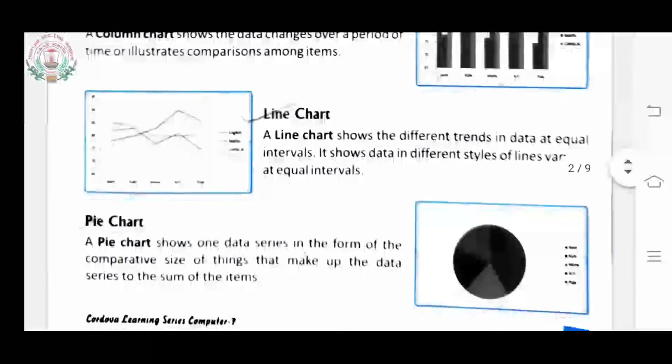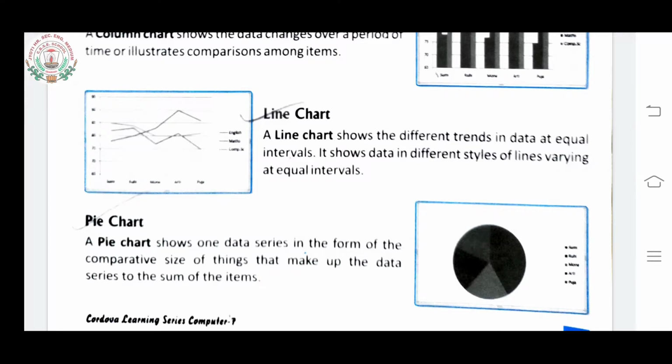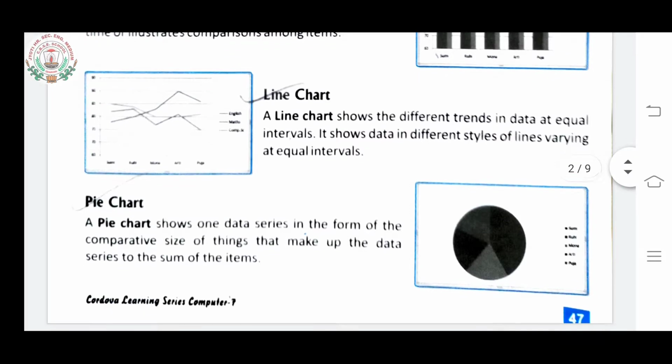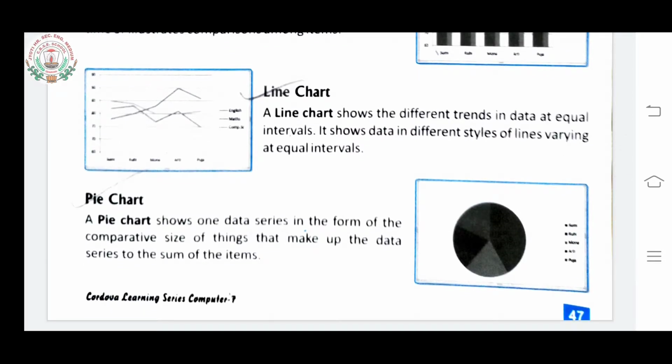Then next is the line chart. You have generally seen this line chart when you are watching a match on TV. For the different countries, suppose an India Pakistan match is there, in the first 10 overs how much the India team has scored, and in the first 10 overs how much the Pakistan team has scored. Lines of different colors are drawn and shown on TV, as you might have seen.